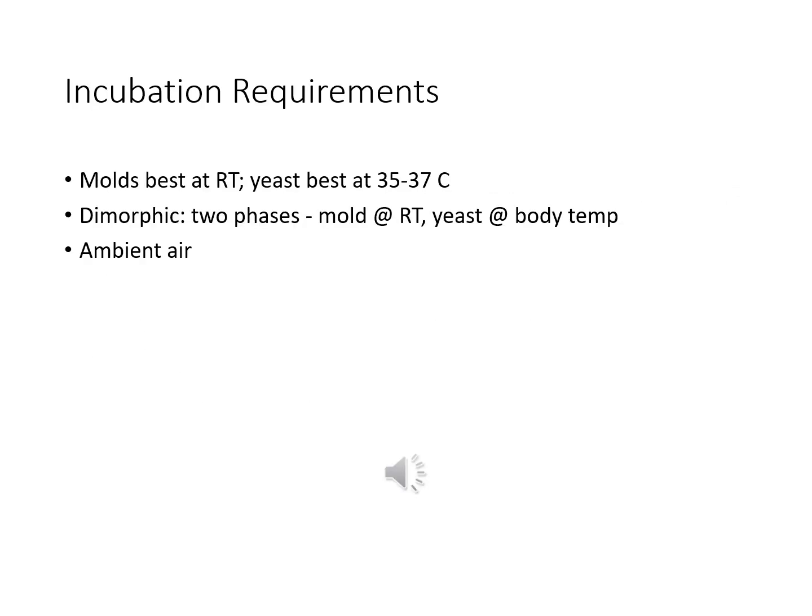So how do we separate molds from yeast? It's all about the temperature at which they grow. Molds grow best at room temperature, whereas yeast are best at body temperature, 35 to 37 degrees Celsius. Some are dimorphic, so basically they grow in two phases. It can be a mold at room temperature and then transition to a yeast at body temperature. And all of these will grow well in ambient air.